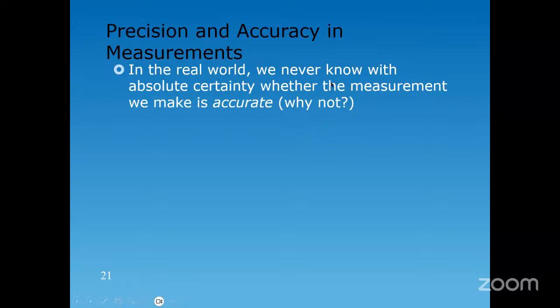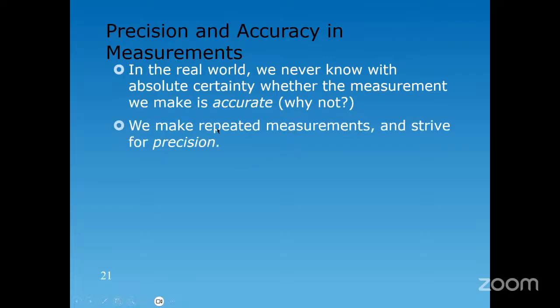So in the real world, we can never be absolutely certain as to whether or not the measurement we make is accurate, all right? Now, why is that so? Well, as I said before, there is assumed to be a true value for a particular measurement. The thing is that true value is subject to being questioned itself because, after all, measurements are done by human beings, right? So there's always going to be some possibility of error in making a measurement, even if one takes all the precautions to make it as accurate as possible, all right?